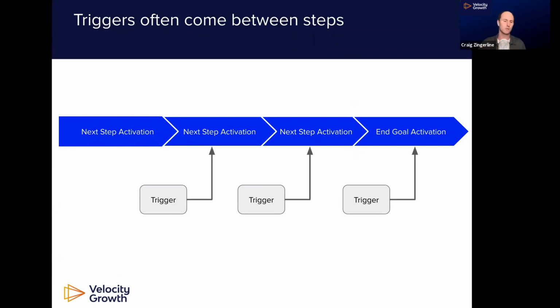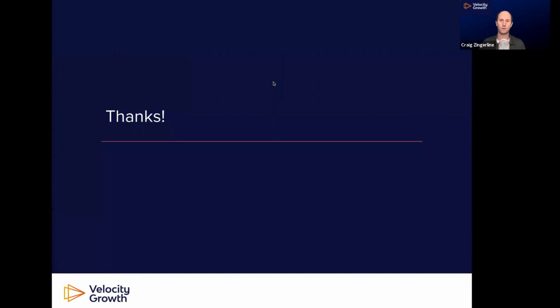We've been looking at a lot of loops today, but next step activation may be followed by a trigger, which pushes the user to the next step, which is followed by a trigger, which pushes the user to the next step, which is followed by a trigger, which gets the user to the end goal. Now, these can be anything really. These can be pieces of content, they can be discount codes, it can be pricing experiments that you're running, it can be value adds through content. Again, you're going to want to add value at each one of these steps, but just know more broadly that these triggers that you're going to want to establish using user psychology will often come between these steps of your activation flow.